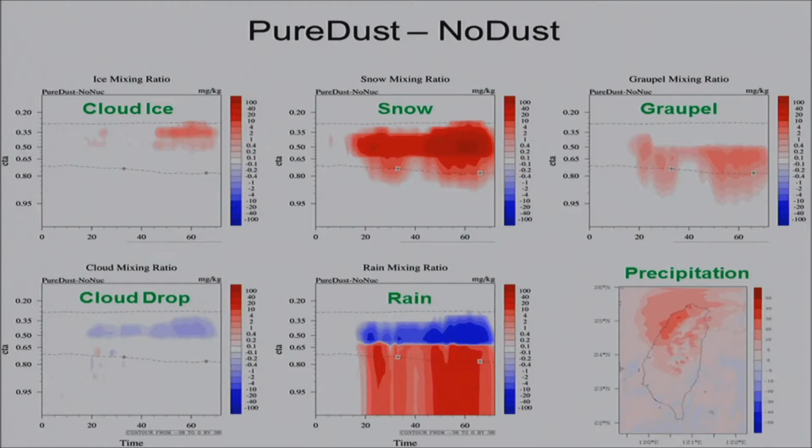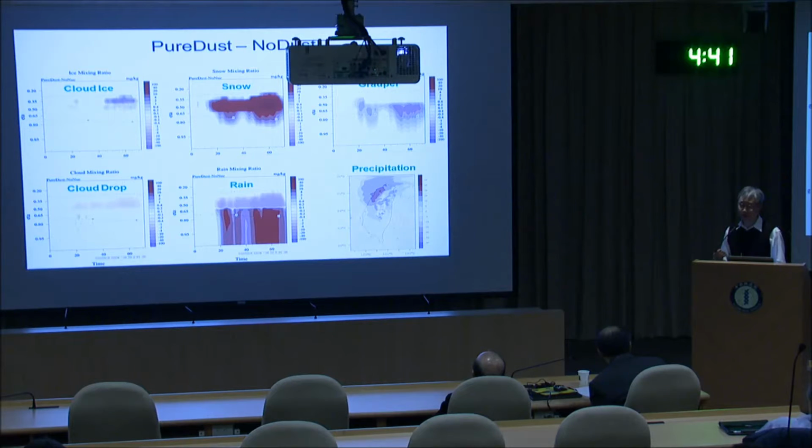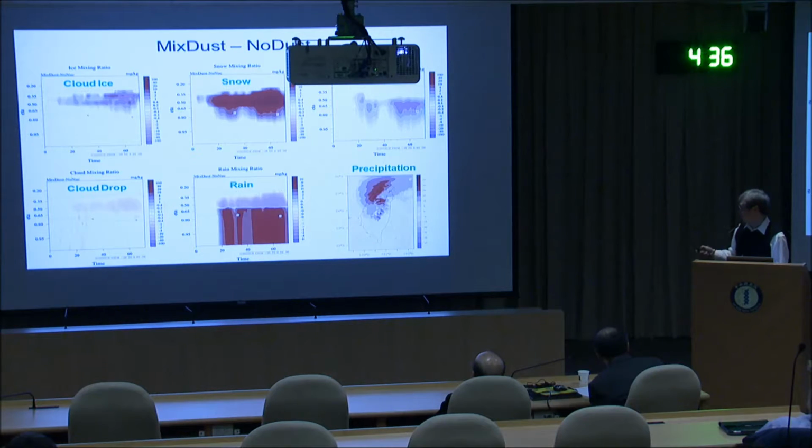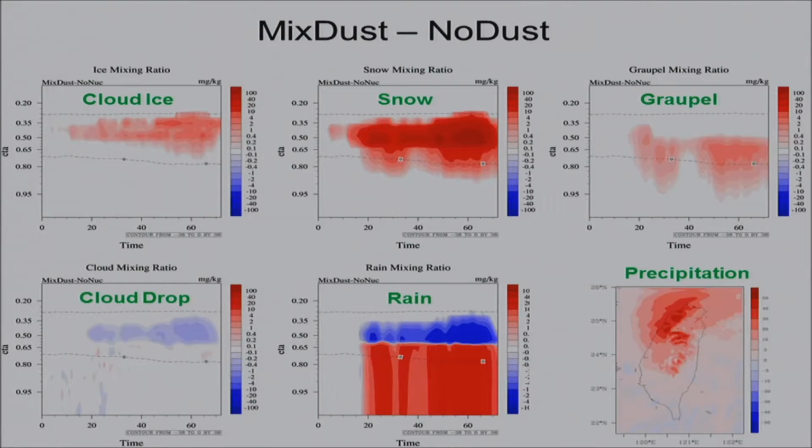Okay. And this is for pure dust, but we think the dust, when transported from northwestern China to Taiwan, must go through the polluted area. So the dust must have internal mixing with the pollutants. So in the next simulation, we show the mixed dust effects, subtracting the no-dust effect. You see much more cloud ice, snow, and graupel. The effect is more significant than the pure dust. Okay. And of course, then more precipitation on the ground.